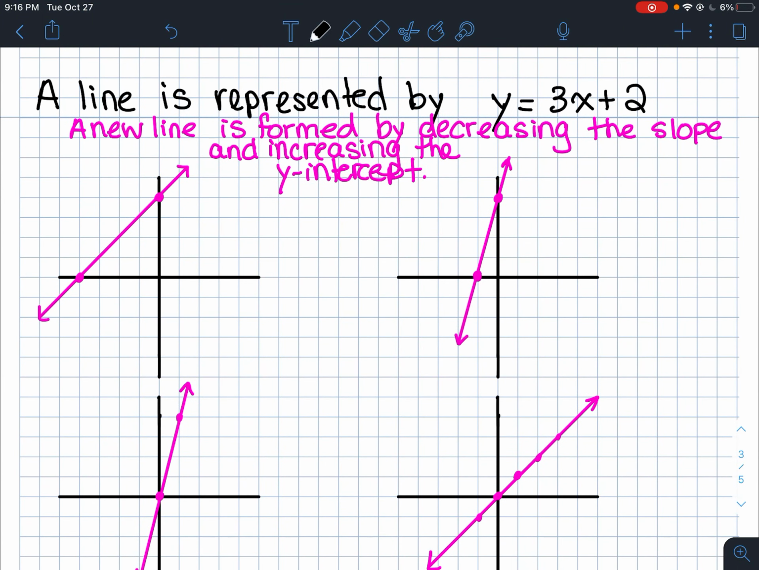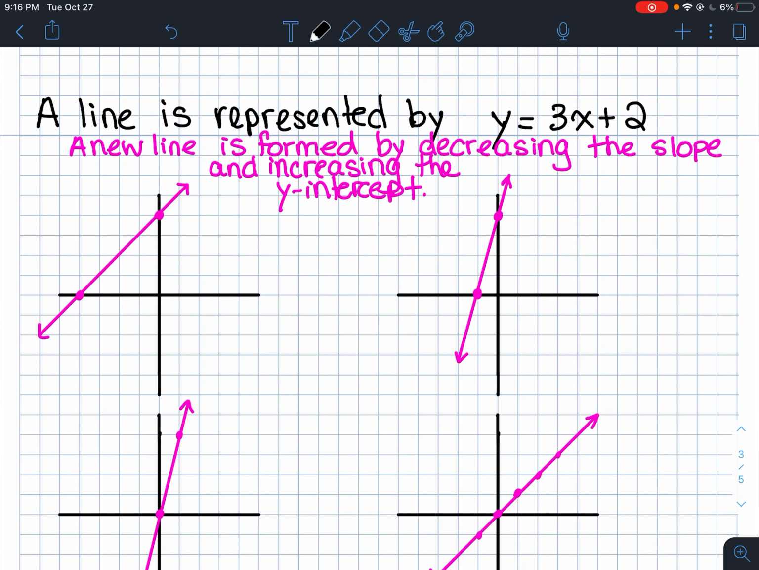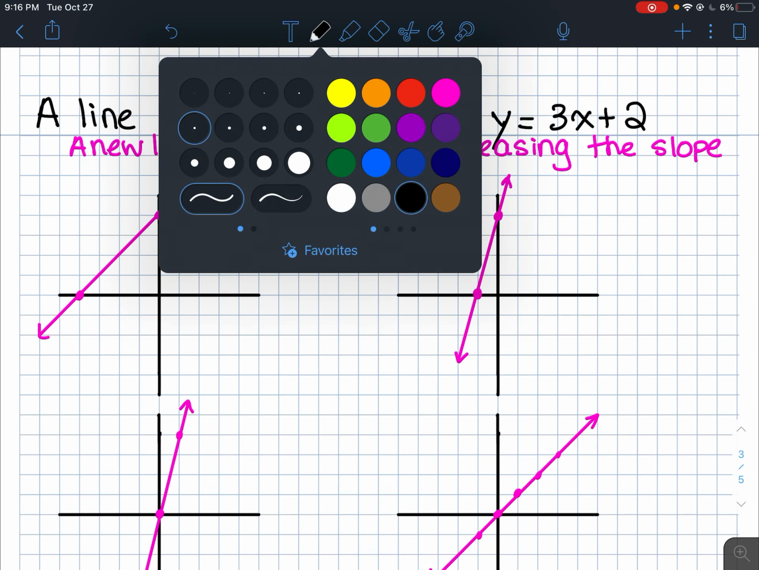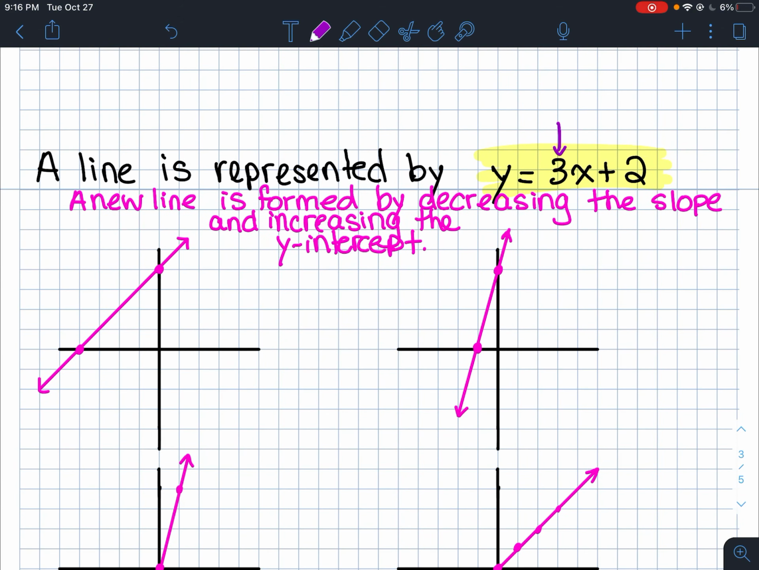Okay, and this question. This one's not as realistic. We have a line represented by y equals 3x plus 2. Right off the bat, you should know this is telling us our slope, and this is telling us our y-intercept. We should know that, right? y equals mx plus b. A new line is formed by decreasing the slope and increasing the y-intercept. Which line is it?